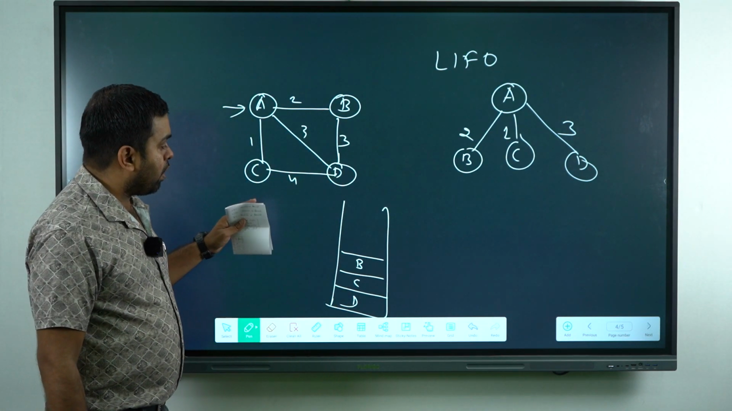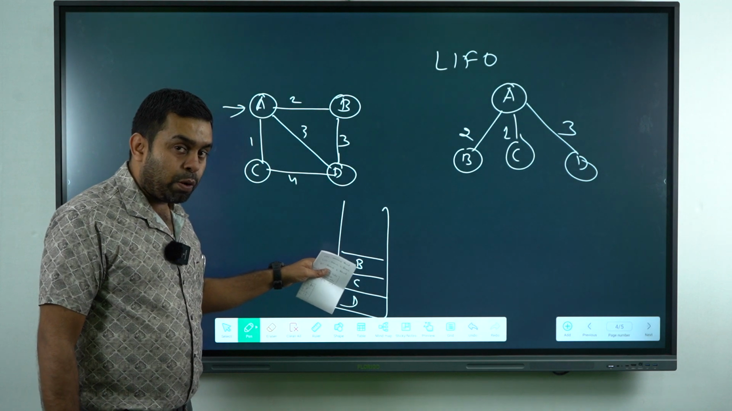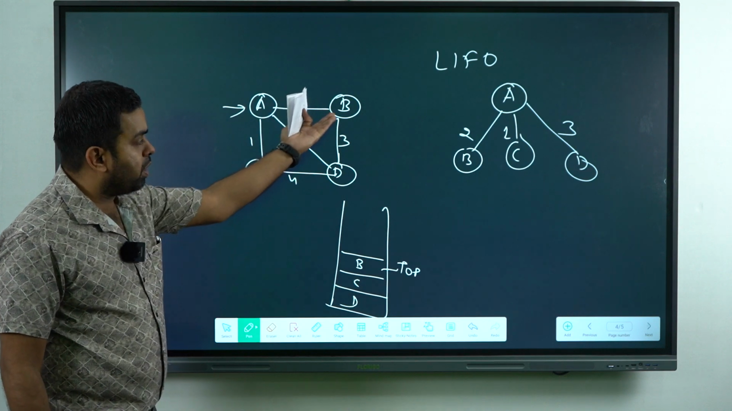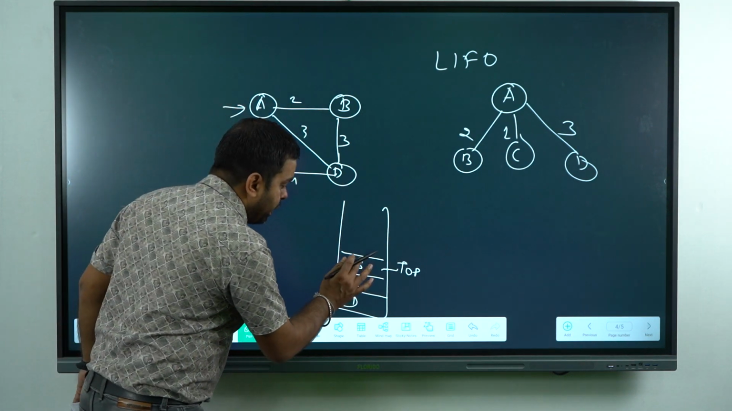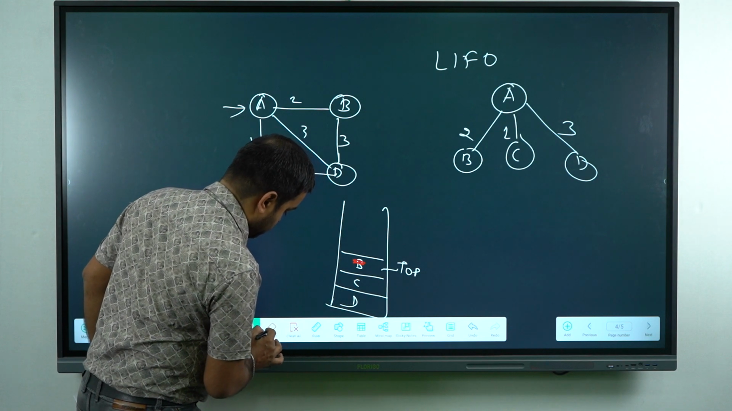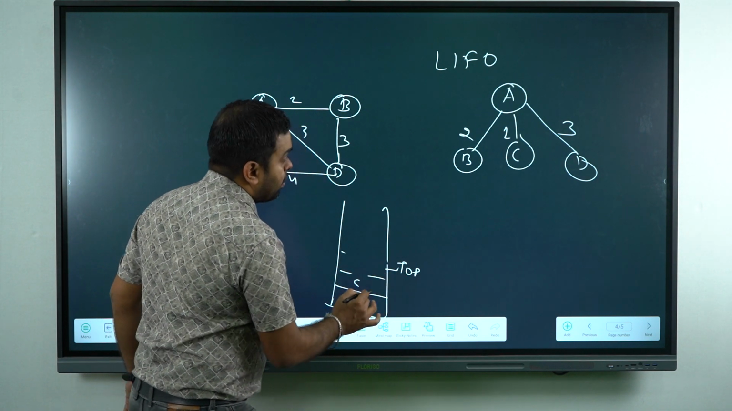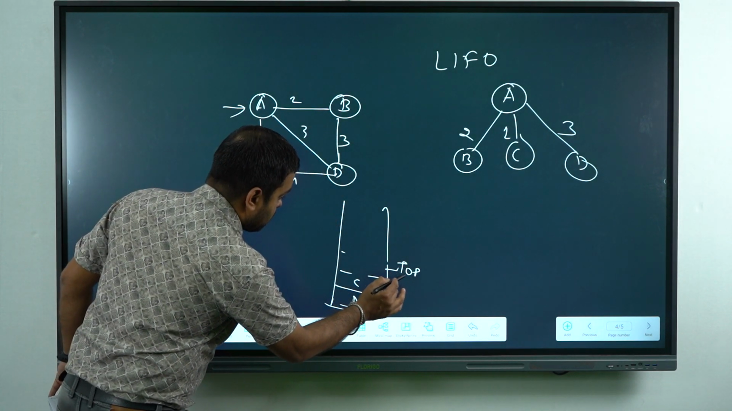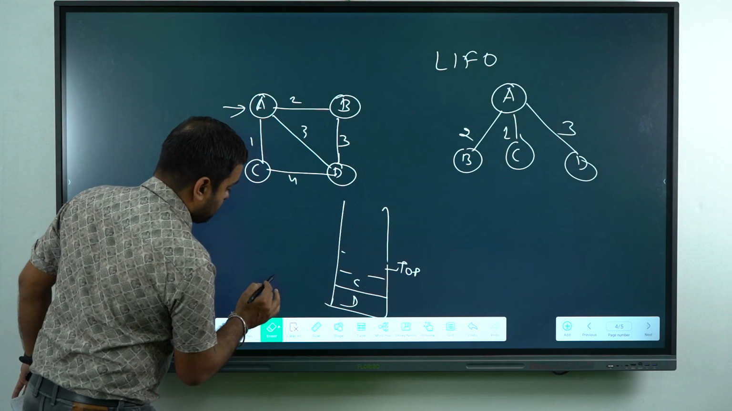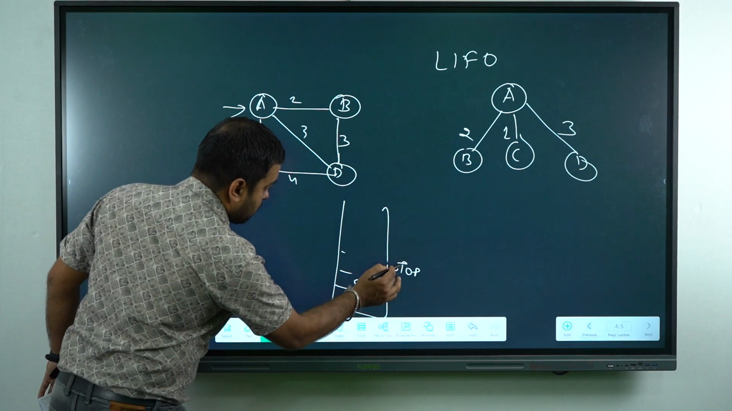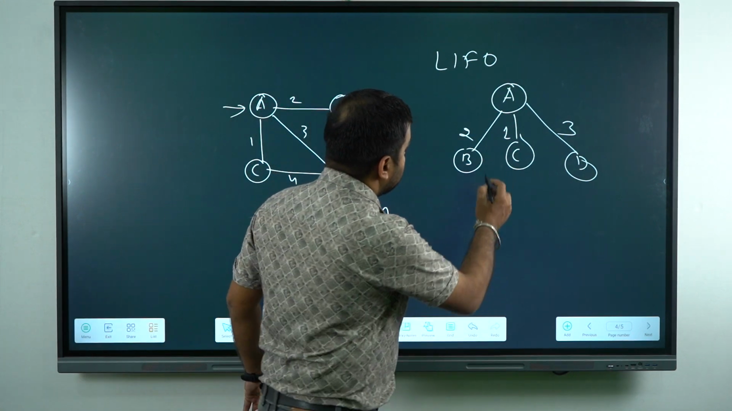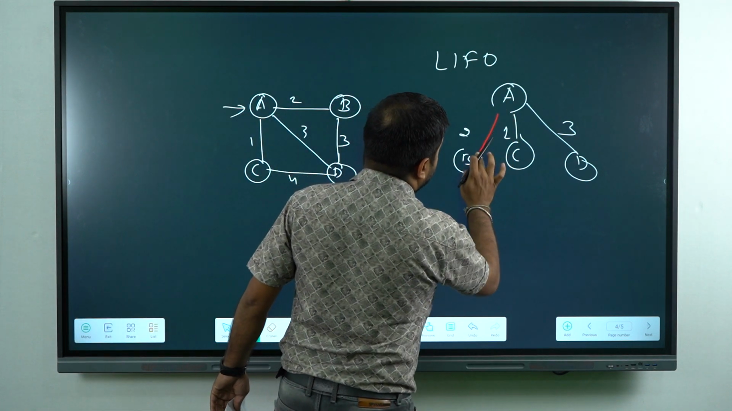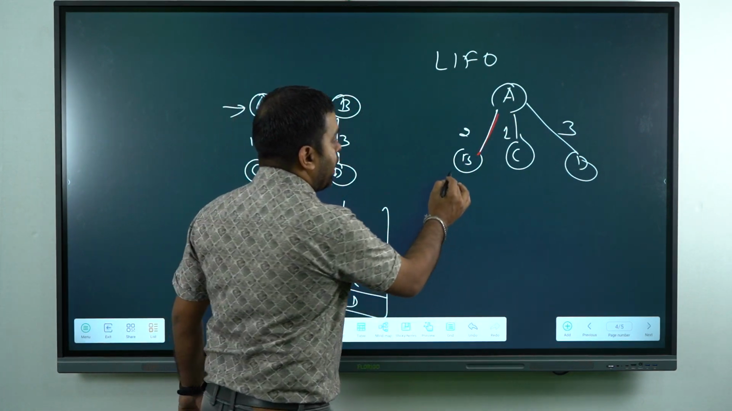Now what is possible to pop out from the stack? Because the top is at B, we have to pop B only. So we pop B. So B is selected. Now we are at B.